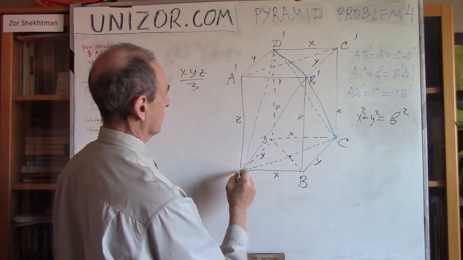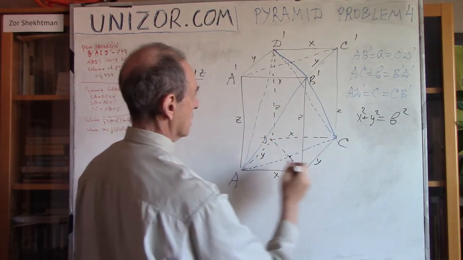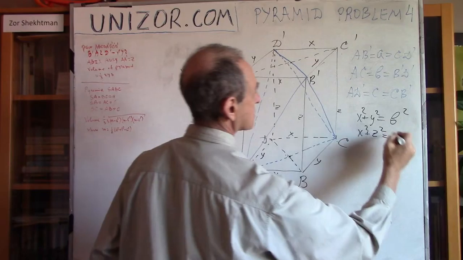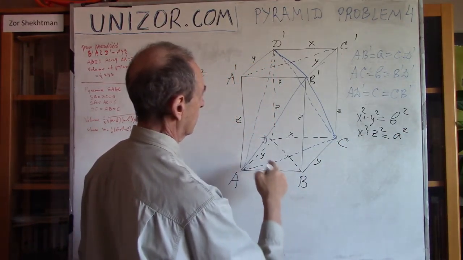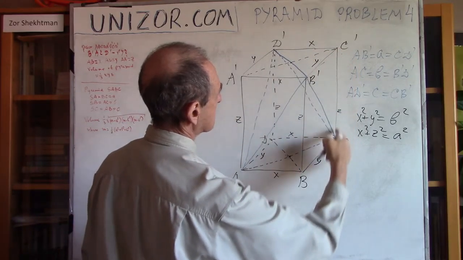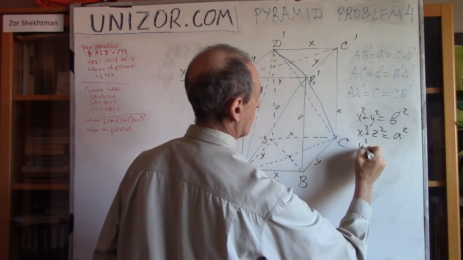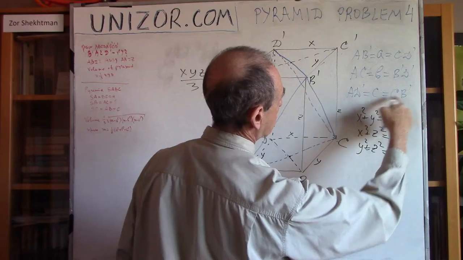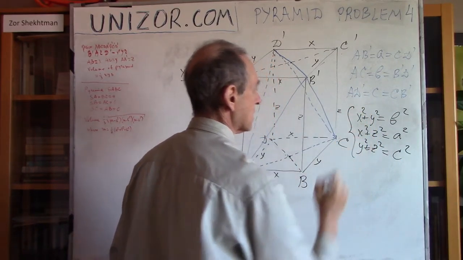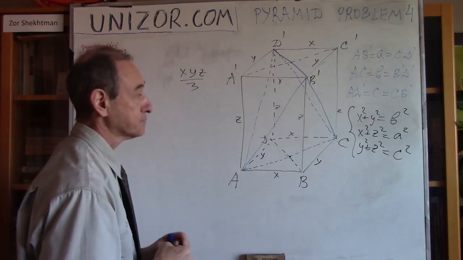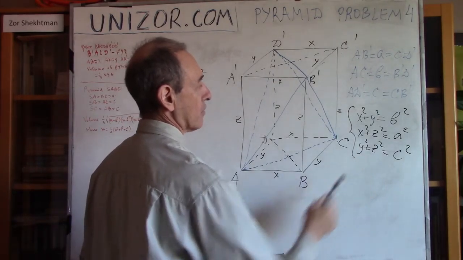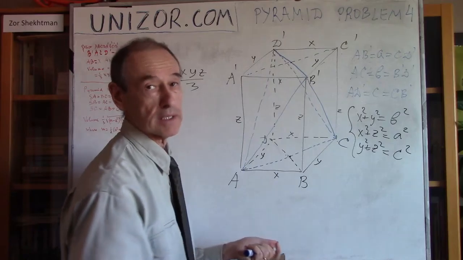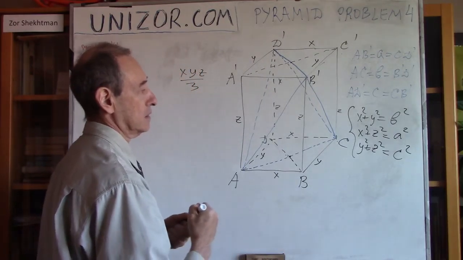Now, x squared plus z squared is AB prime, which is A squared. And finally, y squared plus z squared is equal to CB prime squared, which is C squared. So this is a system of three equations with three unknown variables, x, y, and z. I obviously can find out what they are. Very easy. Well, let's first do it this way.